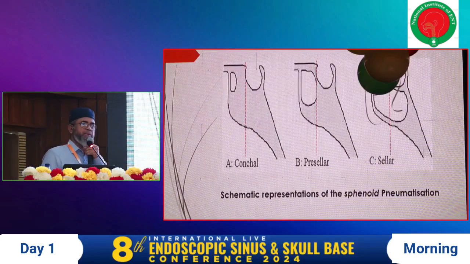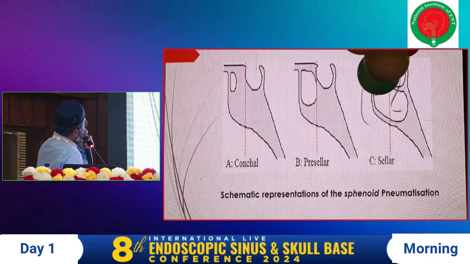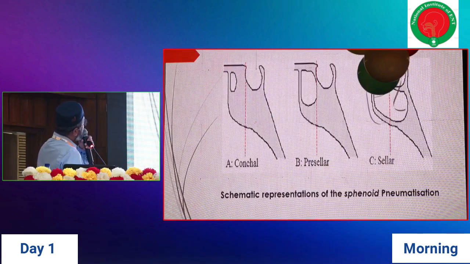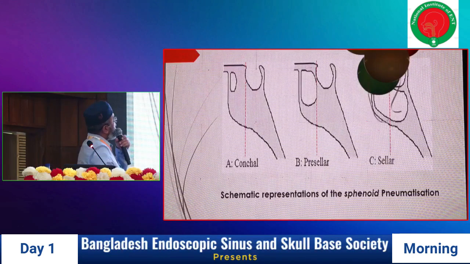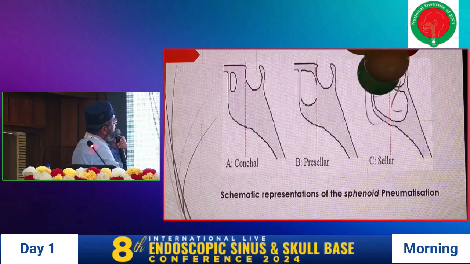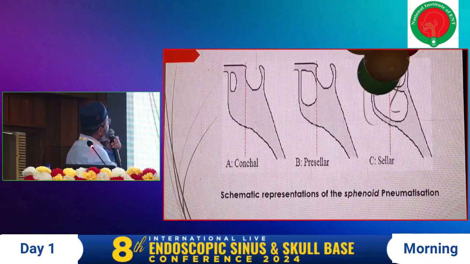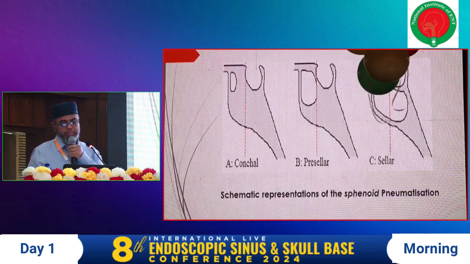Here are the 3 types of pneumatization seen in the schematic picture. This is the conchal type, where only a rudimentary cell is seen. In the pre-sellar type, the pneumatization extends up to the anterior wall of the sella turcica or pituitary fossa, and in the sellar type, the pneumatization extends up to the clivus. And in the sellar type, the pituitary bulge may be seen in its superior surface. In case of conchal type, the surgery is contraindicated.